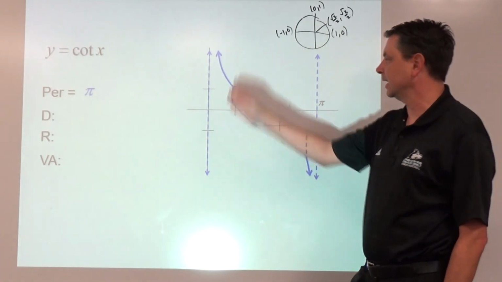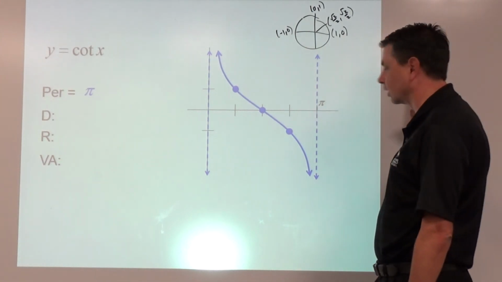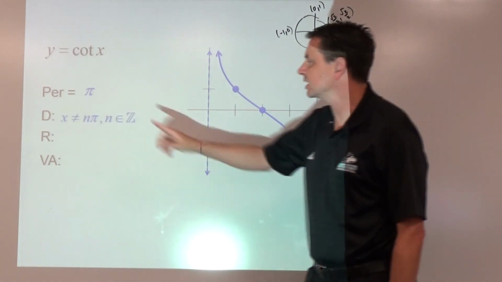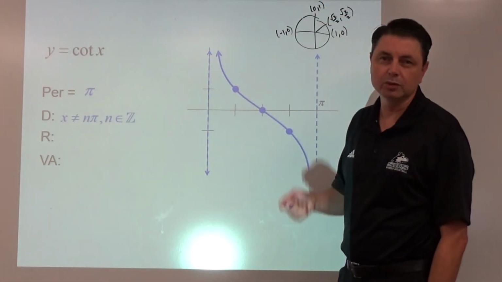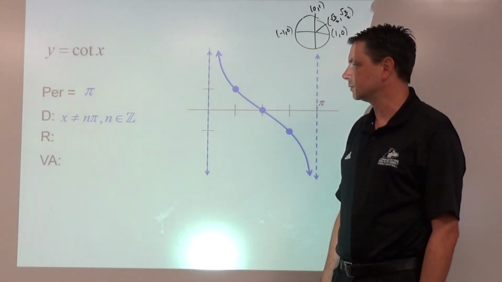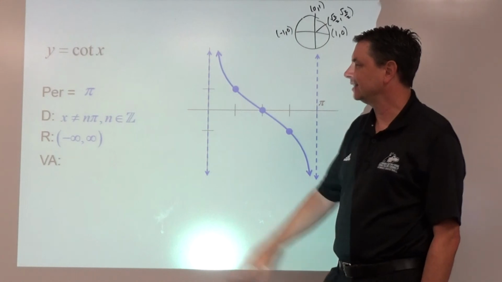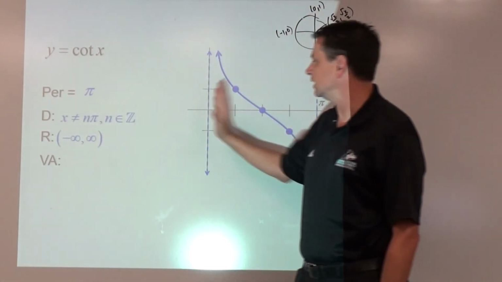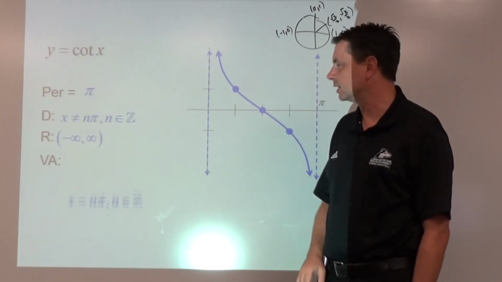The domain, x cannot be 0, x cannot be pi, x could not be 2 pi, x could not be 3 pi. X cannot be any multiple of pi as long as that multiplier is an integer. Range, pretty clear. And then again, the vertical asymptotes tied to the domain. X does equal, as our vertical line, 0 and pi and 2 pi and so on.